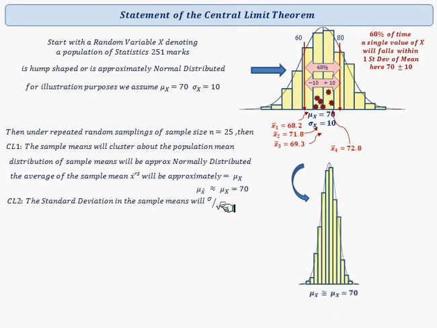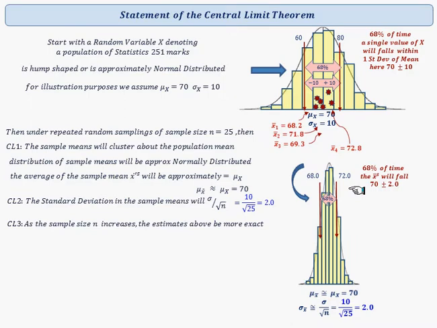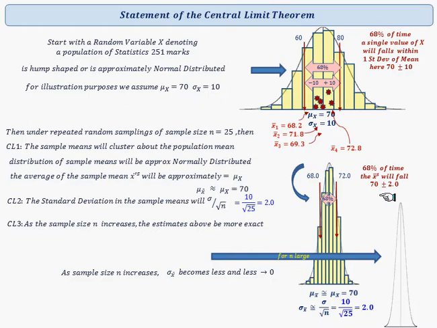And the standard deviation will be sigma over square root of n, much smaller of course, and that will be 2.0. So looking at the diagram here, 68% of the time x bars will fall within plus or minus 2 units of 70, giving a range of 68 to 72, with 68% probability, or 2/3 of the time. And as your sample size increases, the estimates become more and more exact, and sigma sub x bar will go towards 0.